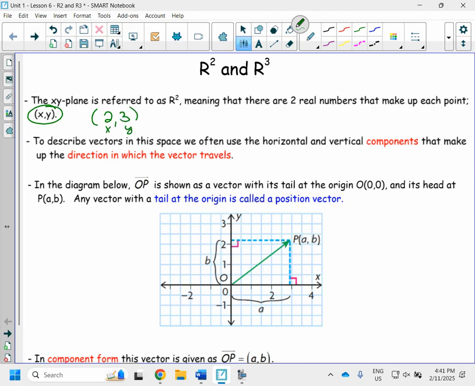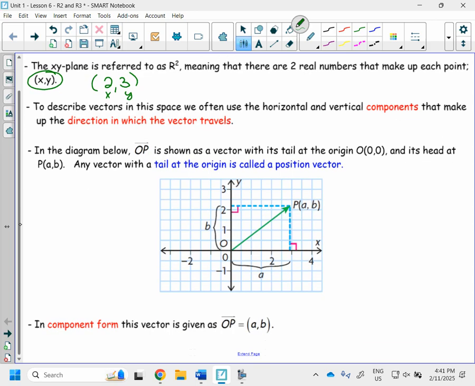Okay. To describe vectors in two dimensions is easy. You talk about your horizontal and your vertical, and you've got your vector. We call these the components. If we look at a diagram in R2, two-dimensional, OP stands for a vector that begins at the origin. We always use O for origin, and the tip is at P, which has the coordinates A and B.